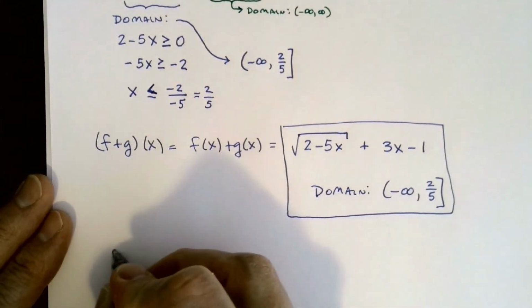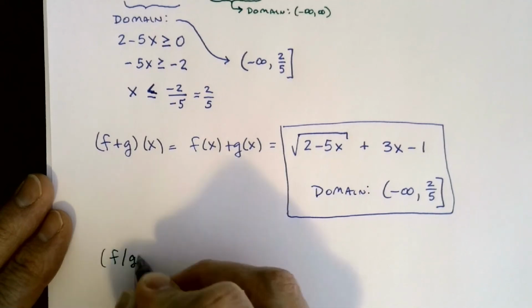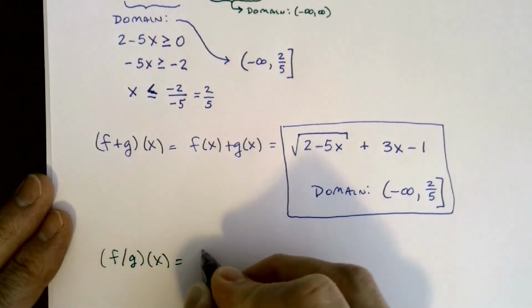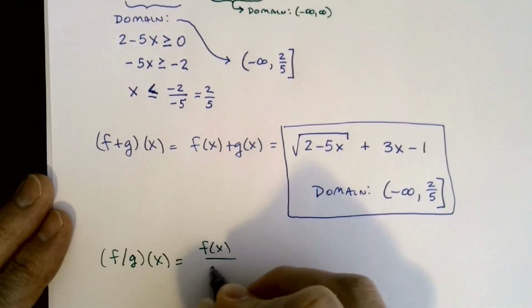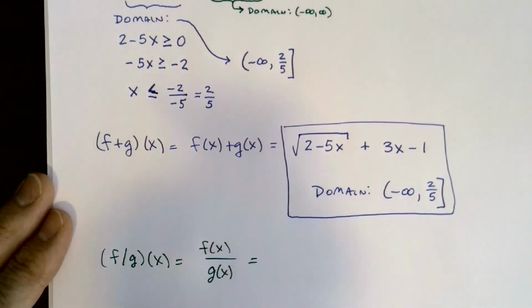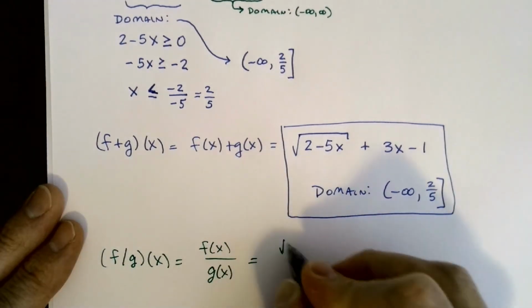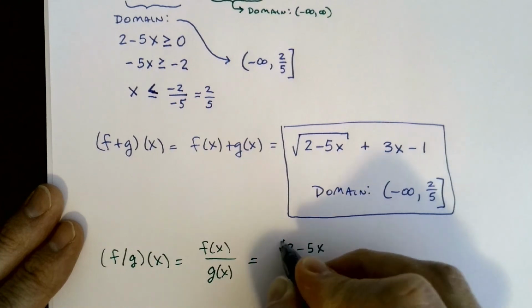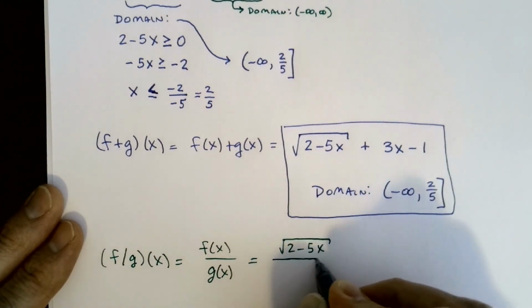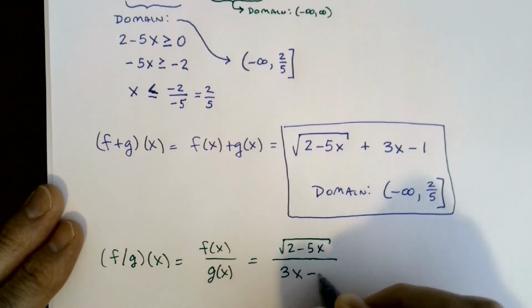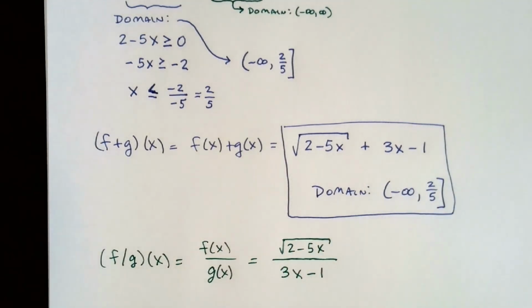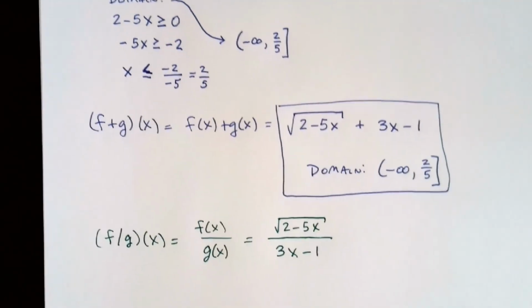Let's take a look at f divided by g of x. That's f of x divided by g of x. So f of x was the function, the square root of 2 minus 5x. G of x is the function 3x minus 1. Okay.